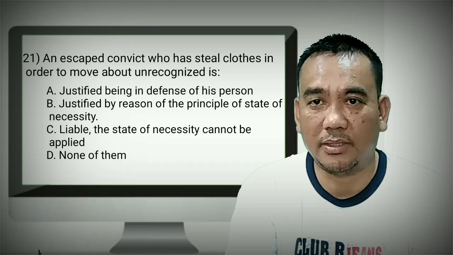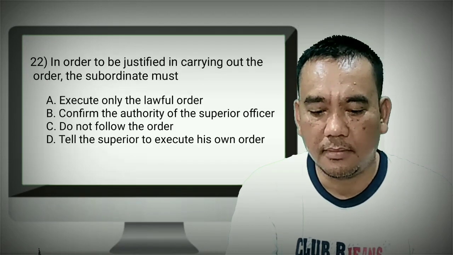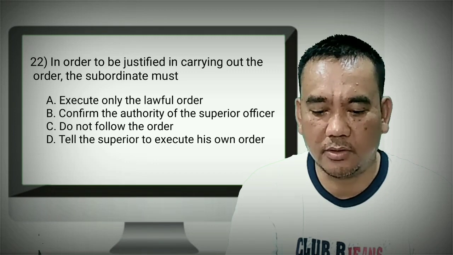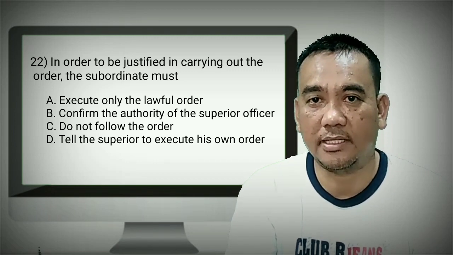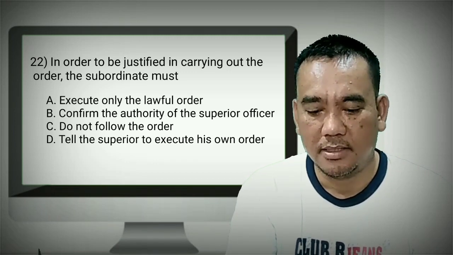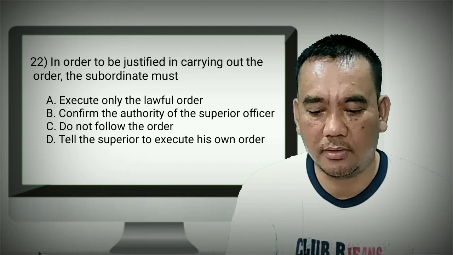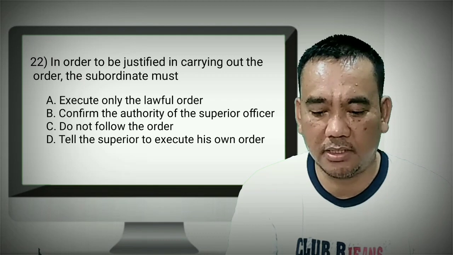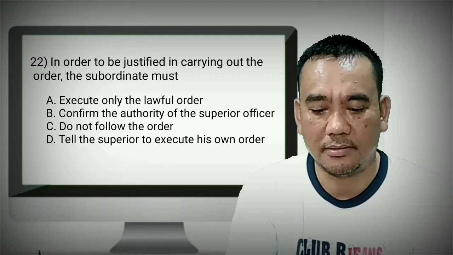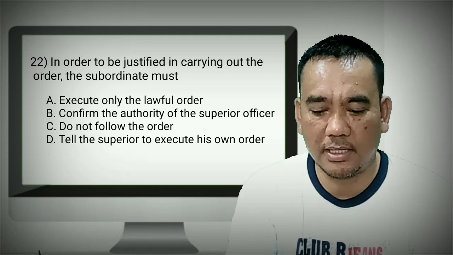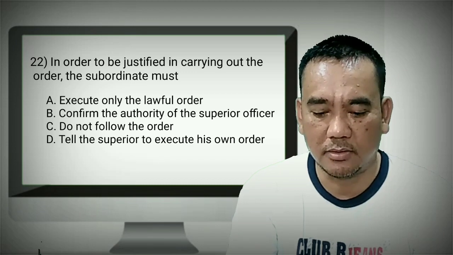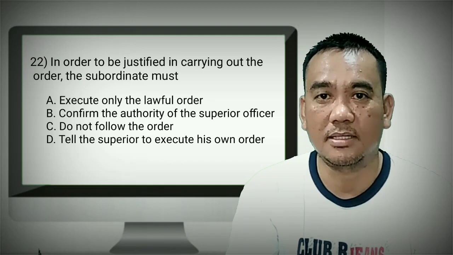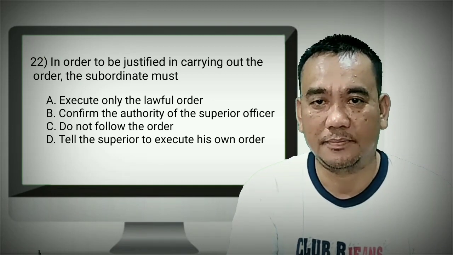Next, question number 22. In order to be justified in carrying out the order, the subordinate must A. Execute only the lawful order. B. Confirm the authority of the superior officer. C. Do not follow the order. Or D. Tell the superior to execute his own order.